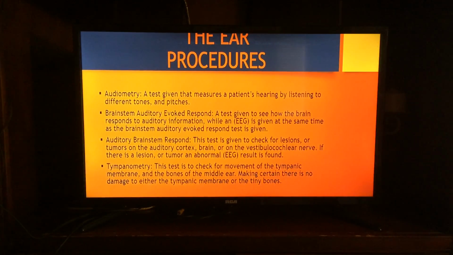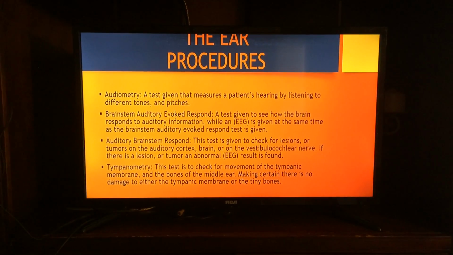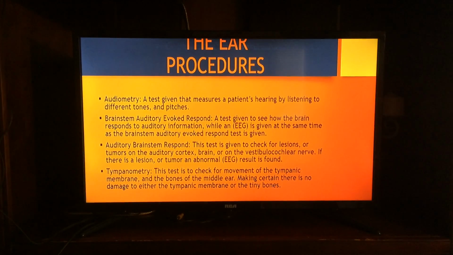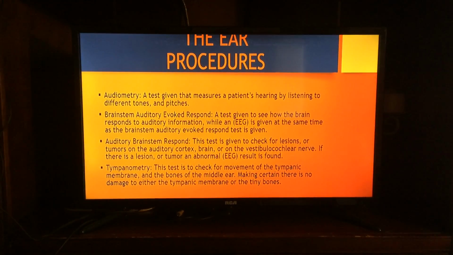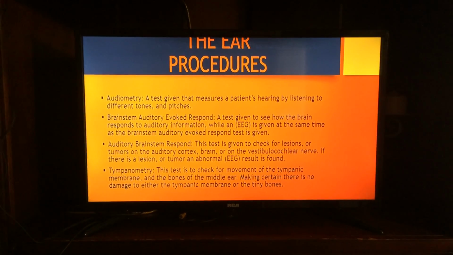Auditory brainstem response. This test is given to check for lesions or tumors on the auditory cortex, brain, or on the vestibular nerve. If there is a lesion or tumor, an abnormal EEG result is found.